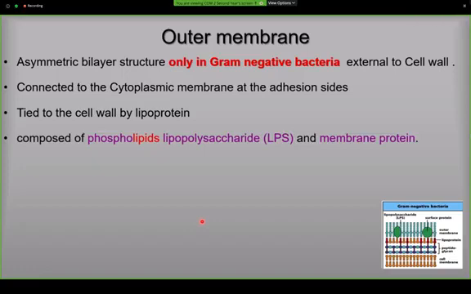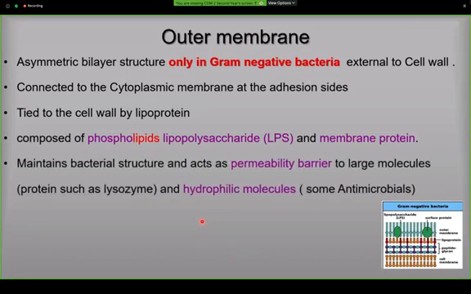The outer membrane maintains the structure of the gram-negative bacteria and works as a permeability barrier to large molecules. What that means? So it controls the passage or transport of larger molecules. Okay? It also works as a permeability barrier to control the hydrophobic molecules. An example of these hydrophobic molecules is antimicrobials, like antibiotics.